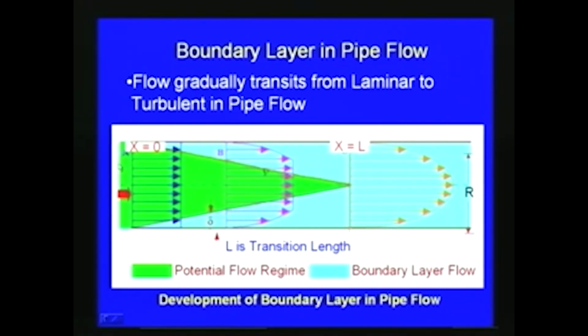Initially, when the flow is entering at this location, if you consider a potential flow regime, and then after that, the blue color here indicates the boundary layer flow, and the variation of velocity we can plot like this. Finally, the flow becomes fully developed with respect to the boundary layer formation. As in what we have seen earlier for flow over a flat plate, in a very similar way we can explain it here for flow through the pipe, which is an internal flow.